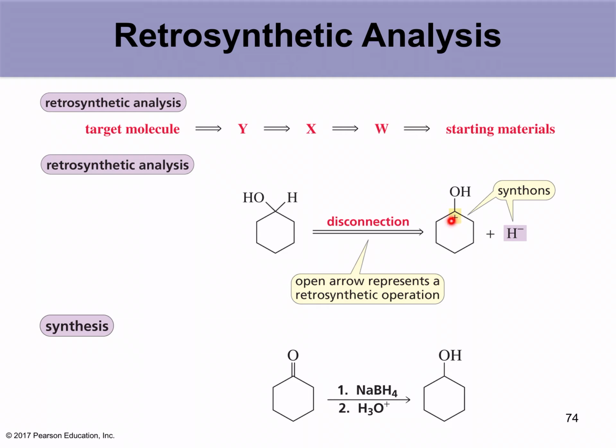And then how do you create the positive charge here? By having a carbonyl compound. We know in a carbonyl compound, carbon is electropositive, oxygen electronegative. And then we know we can get the hydride from a reducing agent like sodium borohydride. Okay, so then we know the forward reaction is going to be, you start with cyclohexanone, add sodium borohydride, and the second step adding hydronium ion, we can get the alcohol. It is a very simple retrosynthetic analysis, one step.